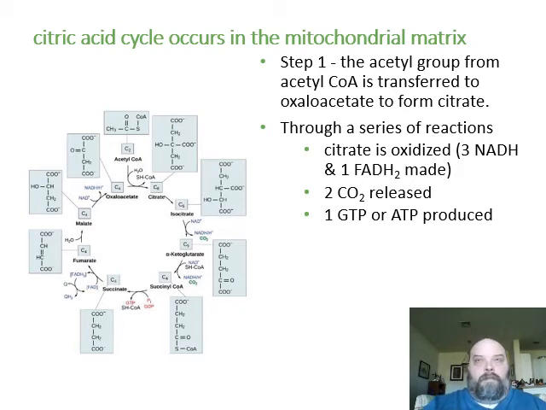Okay, so pyruvate in the cytoplasm, the cytosol, has been transported into the mitochondria. In the process, one of the carbons off of the 3-carbon chain has been cut off, so you end up with a 2-carbon chain that has a coenzyme A attached to it.